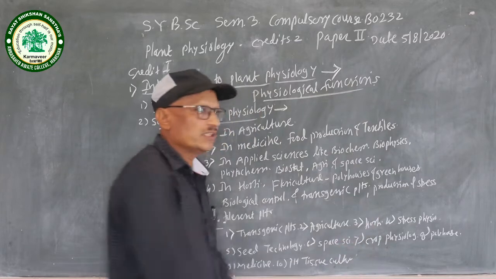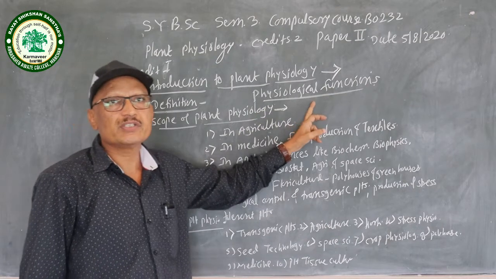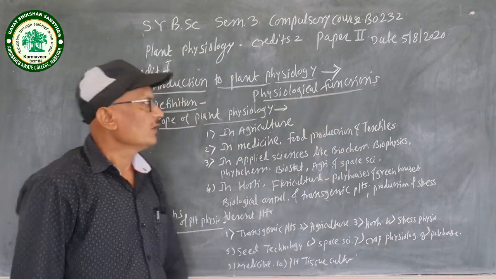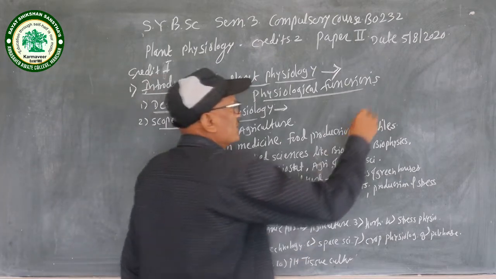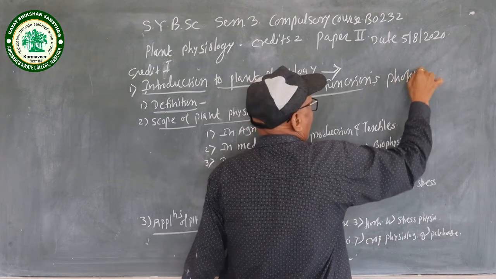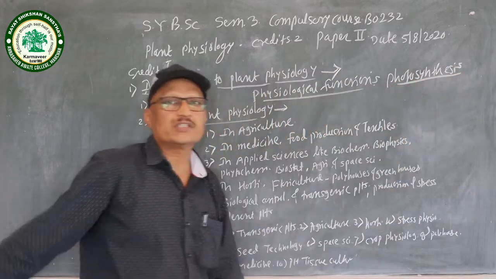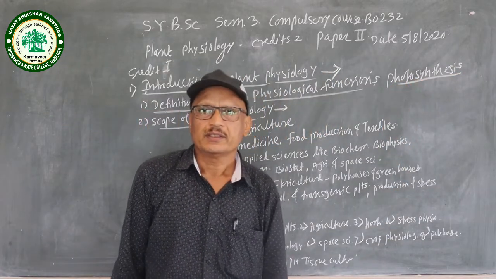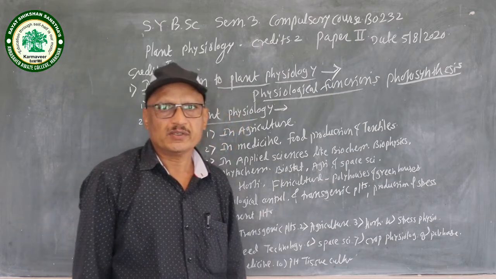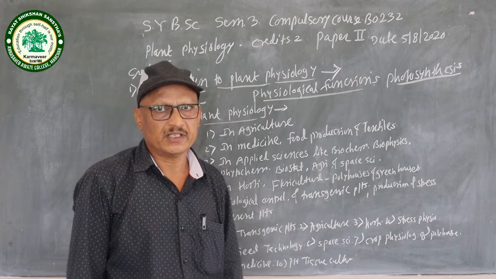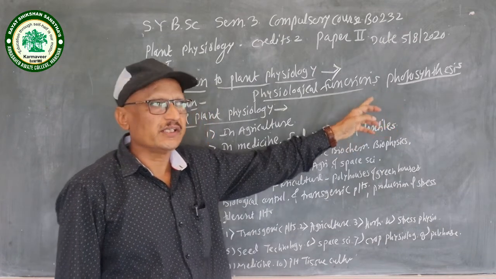Now plant physiology, it is an important branch of botany which deals with study of physiological functions which are occurring in a plant. Now, which are the physiological functions? Mainly photosynthesis. It is a unique function. Photosynthesis, then respiration, then cell division, cell elongation, cell maturation, glycolysis, plant growth, etc. Now these are the important physiological functions which occur inside the plant.